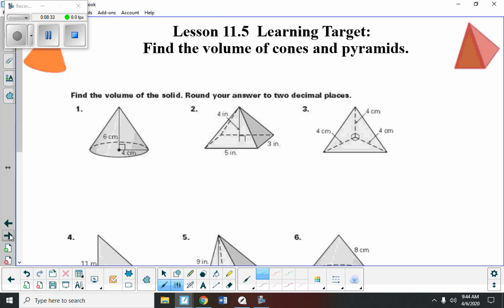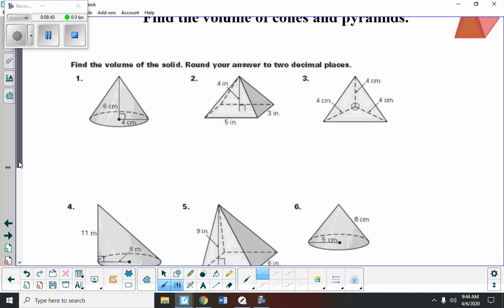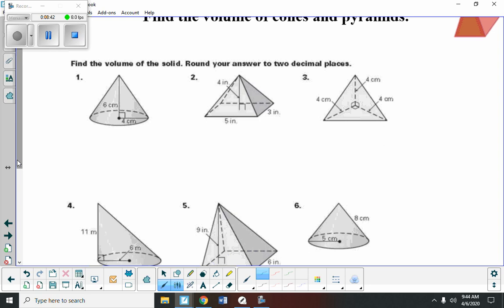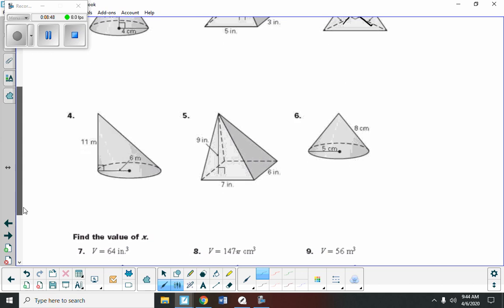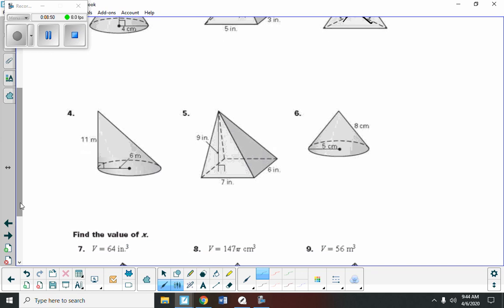All right, and this is the assignment you're going to be doing. So the thing that you want to do is write down your formula and just fill in your numbers here. So let's cross off number 3 because that's just not pictured very well on your worksheet. All right, let me just kind of do a couple here with you. So here we have a cone. So volume equals 1/3 area of the base, and the base is a circle, times the height. So it would be 1/3 times pi times 6 squared times 11.